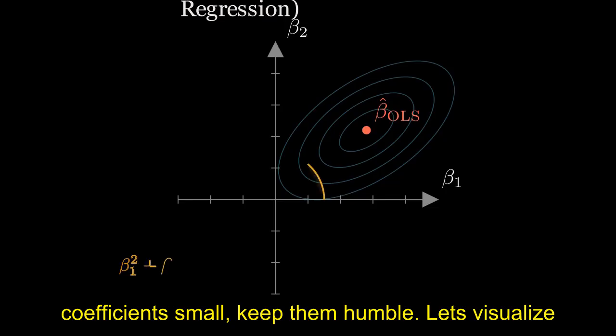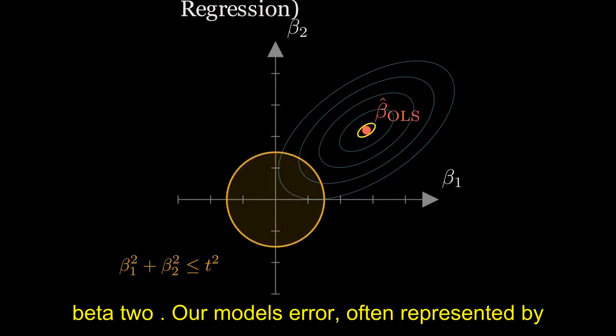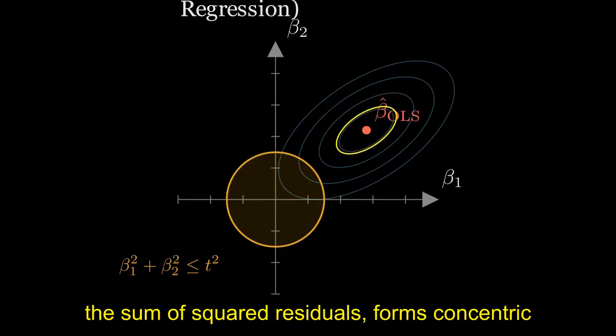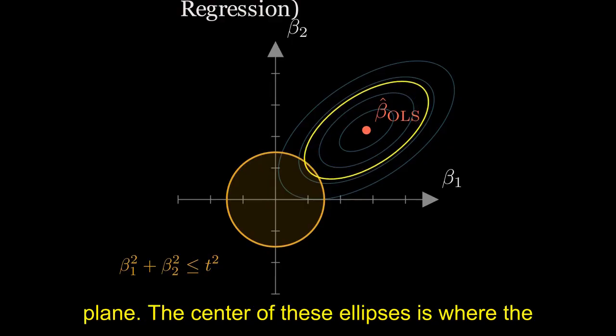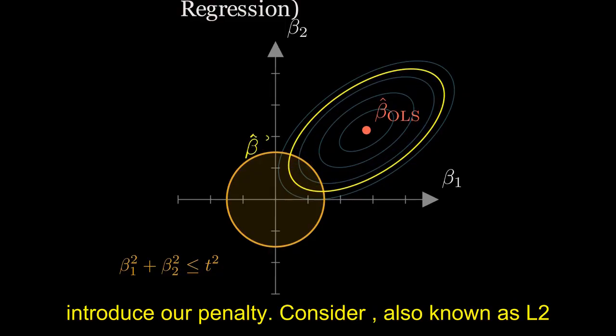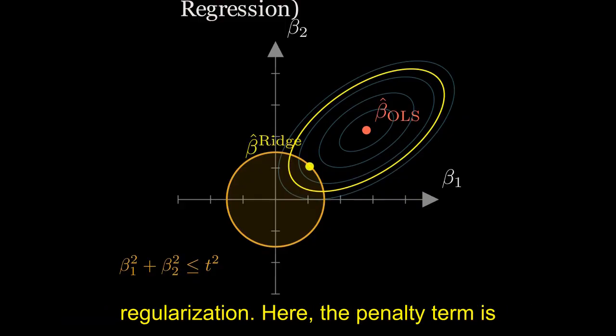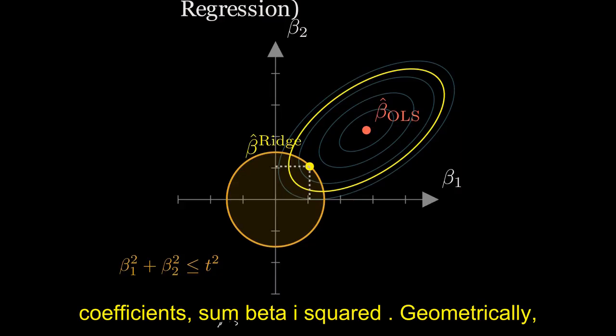Let's visualize this. Imagine we have two coefficients, beta 1 and beta 2. Our model's error, often represented by the sum of squared residuals, forms concentric elliptical contours in this beta 1 beta 2 plane. The center of these ellipses is where the error is minimized without any penalty. Now we introduce our penalty. Consider ridge regression, also known as L2 regularization. Here, the penalty term is proportional to the sum of the squares of the coefficients, sum beta i squared.